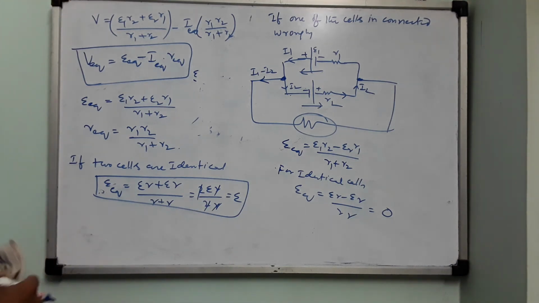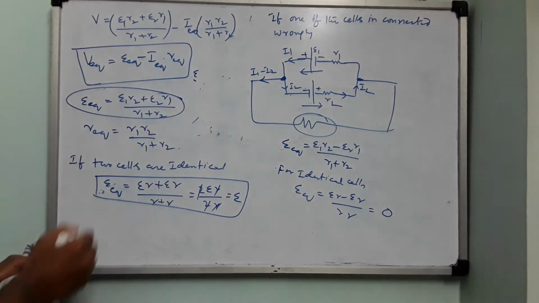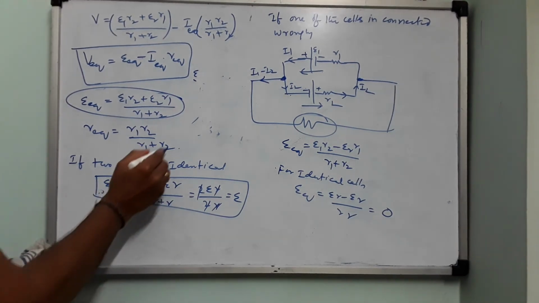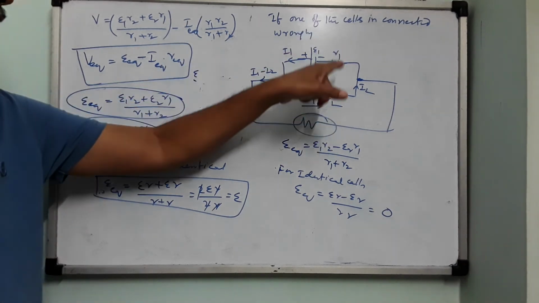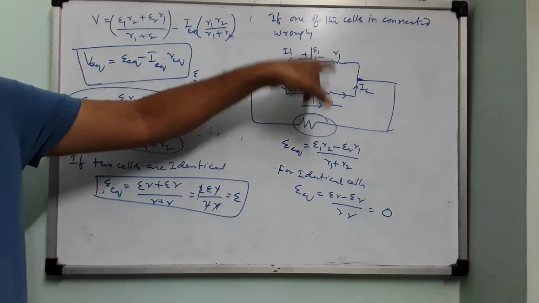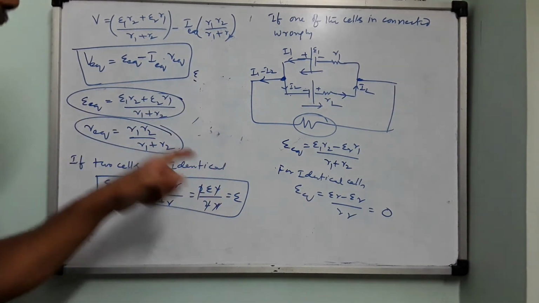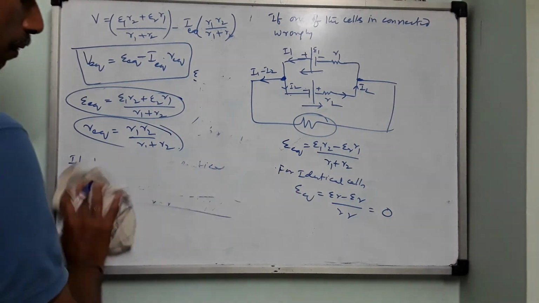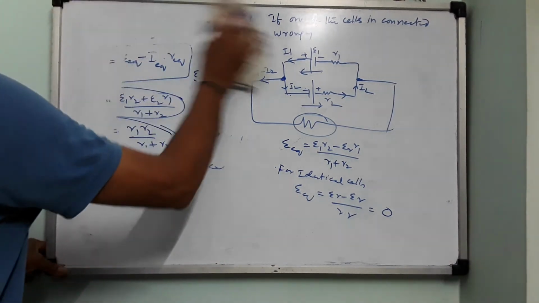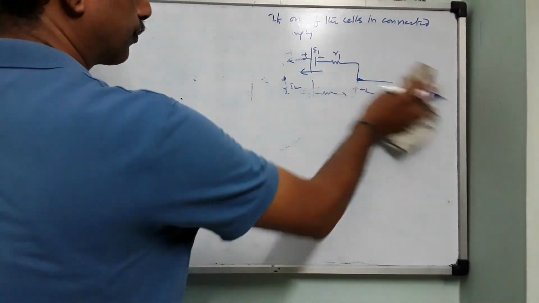Fine. So this equation, children, is very, very important for competitive examinations. Calculation of E equivalent and R equivalent. As discussed, when cells are in parallel, the net resistance will be the parallel combination only. But EMF is not like that. EMF requires this equation E1 R2 plus E2 R1 by R1 plus R2. So which way you prefer the cells to be connected? Cells to be always connected in series.